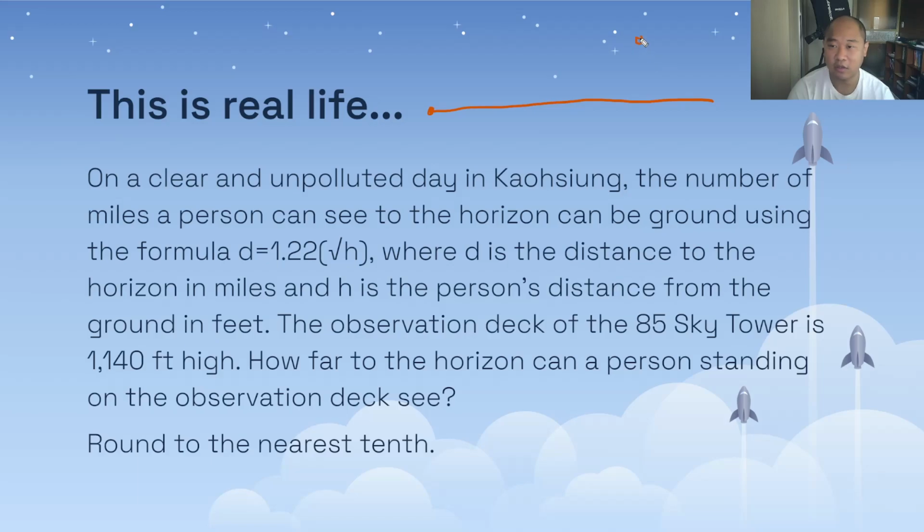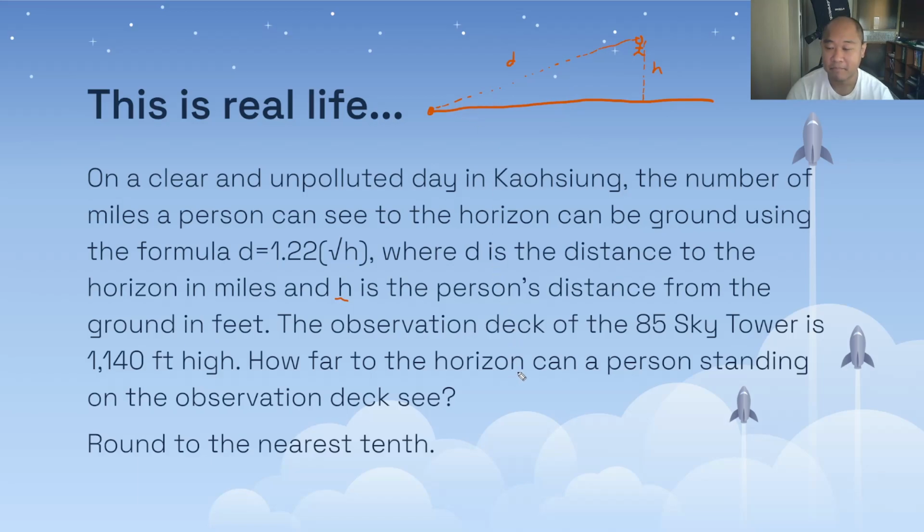So let's say you were right here. The distance to the horizon would be this distance right here. And that's D. And then h is the person's distance from the ground in feet. So this is your distance from the ground. This is h. This is D. Is that right? Or is this one D? Distance to the ground. No, distance to the ground is this one right here.